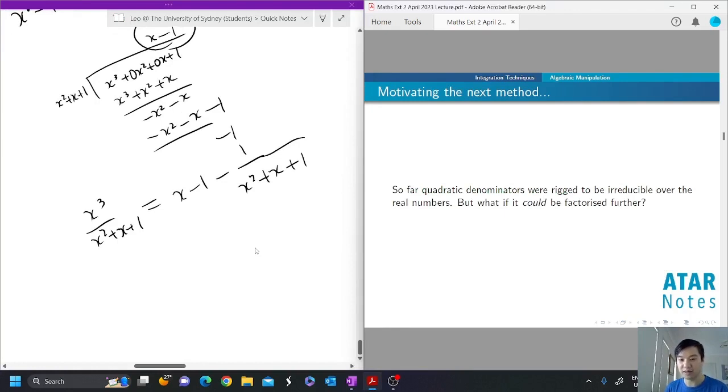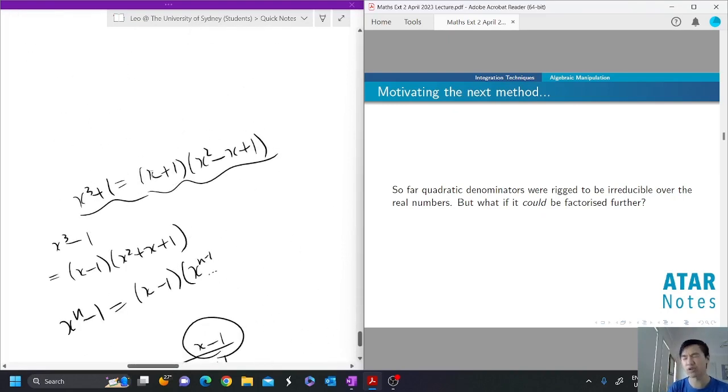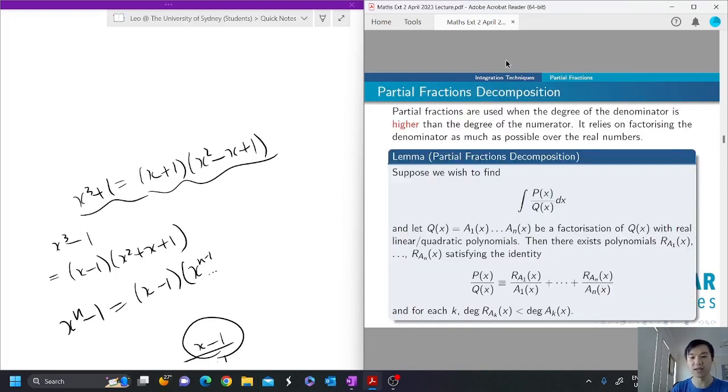So let's move on to the next method now. What we've been talking about, I flagged to you guys, was when we had a denominator that was irreducible, which meant it can't be further factorized over the real numbers. But what if you can factorize it? Well, as I pointed out earlier, you'd need to use a technique called partial fractions.